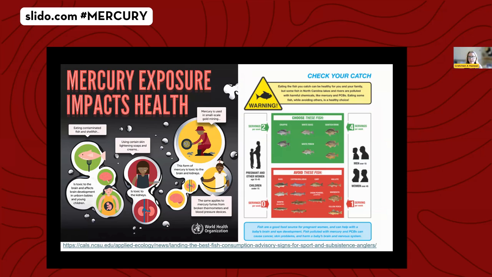So mercury is a human health concern. Methyl mercury is a form of mercury that is a neurotoxin, and it is especially a concern for babies and young children and women of childbearing age. And fish is a major source of mercury for humans worldwide. It is the main source that humans are exposed to mercury.